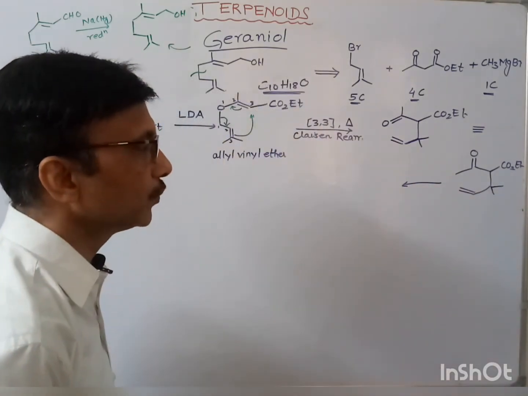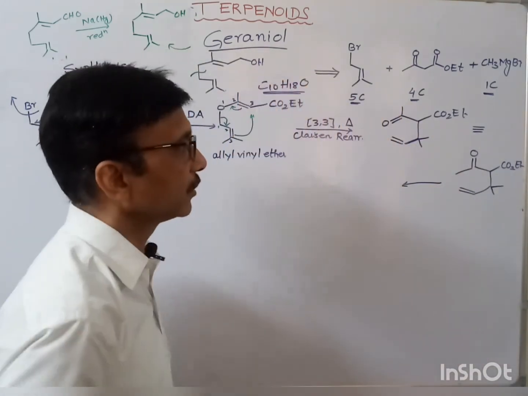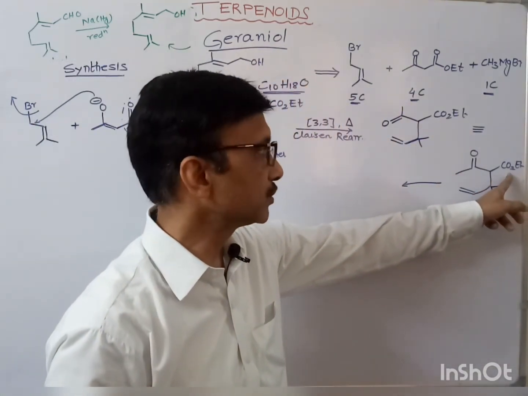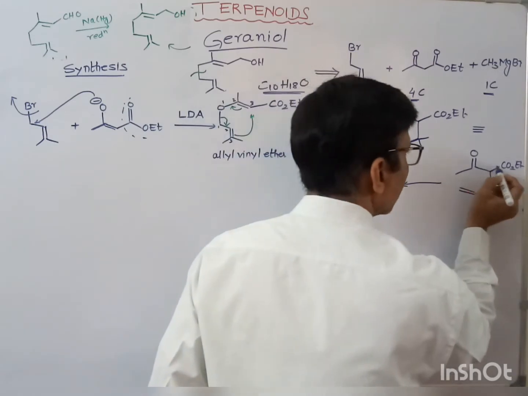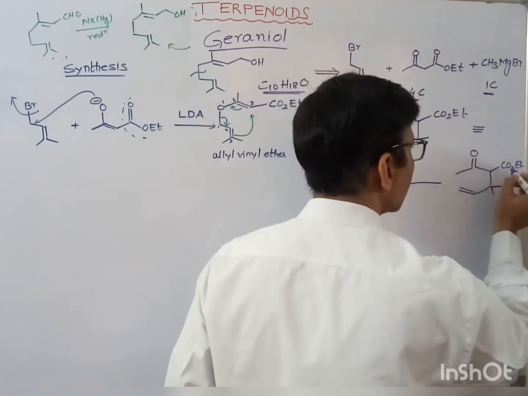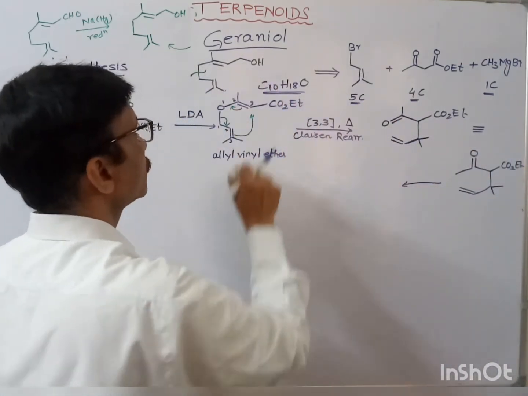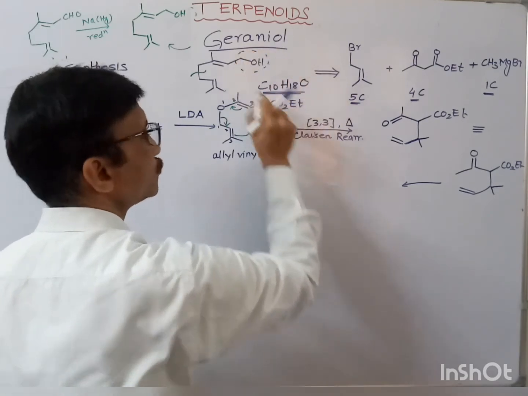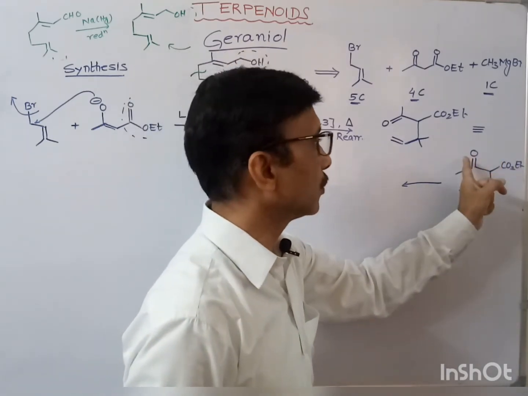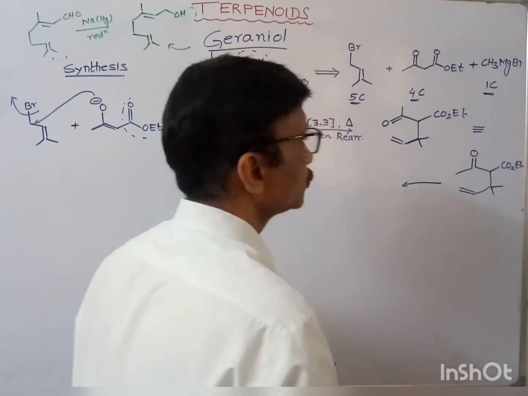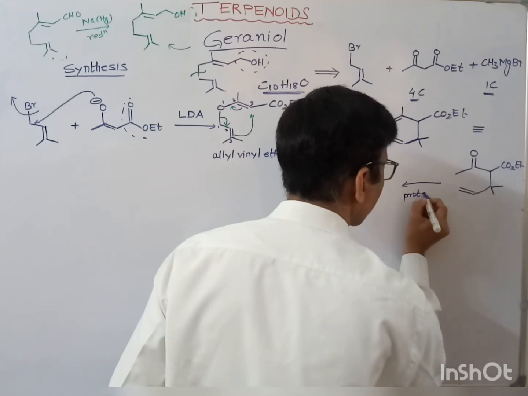Now, if I convert this ester into CH2OH by reduction, then the ketone will also get reduced. So that's why this carbonyl will also get reduced if we reduce this ester group into CH2OH. We should have a CH2OH group, but here we have an ester group. If we reduce this one, this will also get reduced. That's why we should protect this keto group. So now, protection of the keto group.